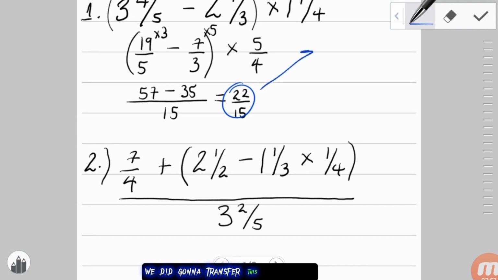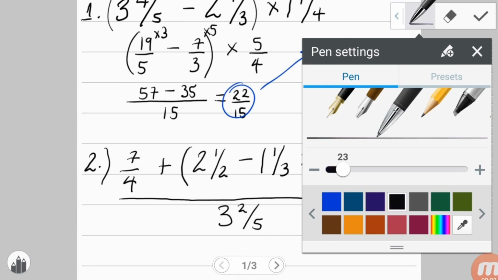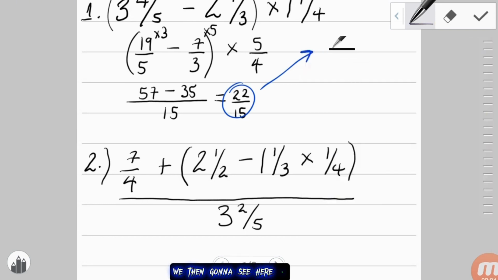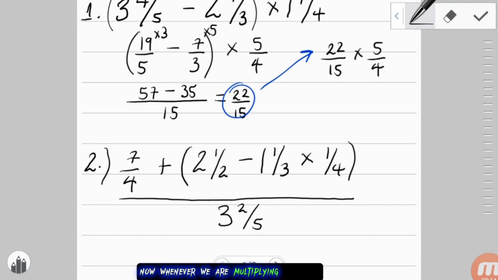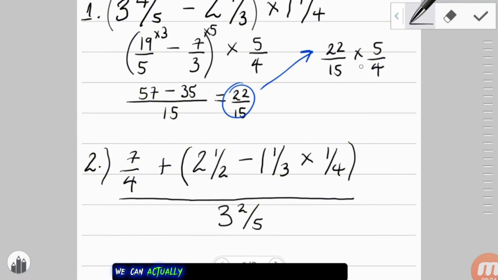We're then going to transfer this answer and say 22 over 15 multiplied by 5 over 4. Now, whenever we are multiplying fractions, we are looking to reduce the fractions to their lowest term. So by cancelling numerators with denominators, we can find a factor that can reduce the 22 and the 4, and the 5 and the 15.